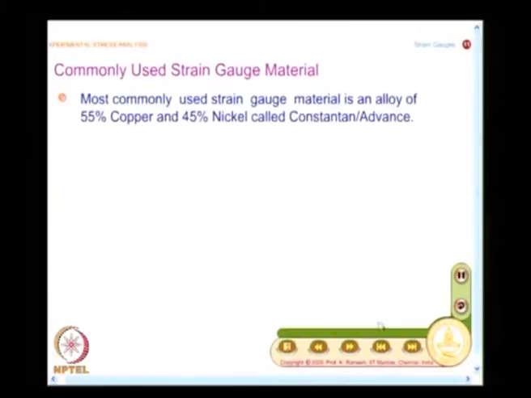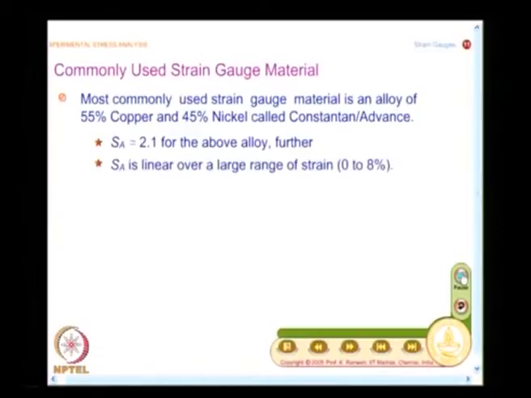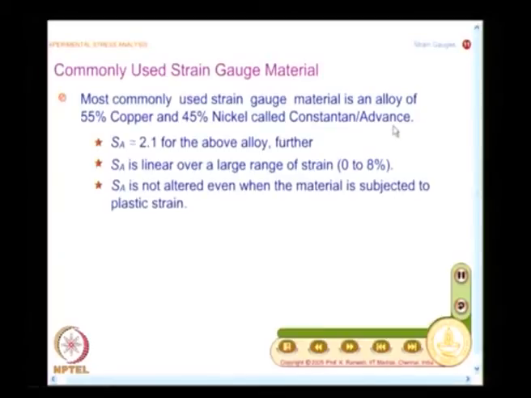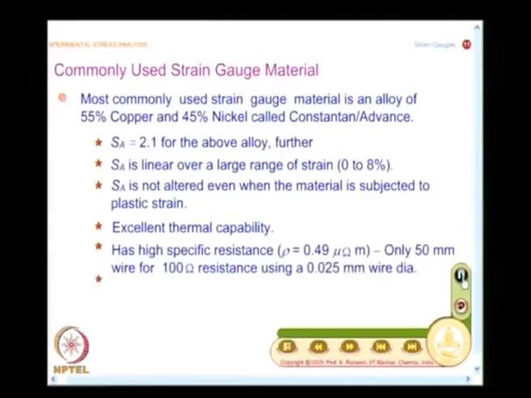And what is the commonly used strain gauge material? You know, for most of the resistors that were available at that time, they had only Constantan or Advance. It is a very good strain gauge material, and it is an alloy of 55% copper and 45% nickel. And the advantage is the strain sensitivity of the conductor, SA means conductor. We have still not looked at strain sensitivity of a strain gauge. We will take it up and look at the various aspects of it later.